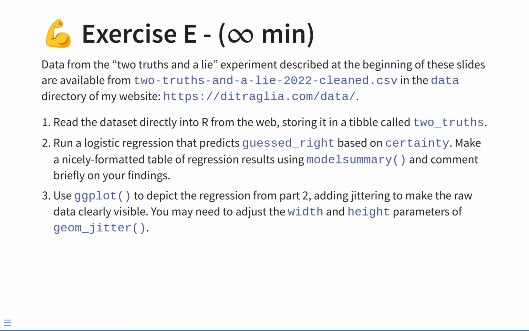So you may want to think about this example. And one of the questions that we might have is, how well did the class do in guessing the correct, which statement is the true statement and which one is the false statement? Were they more likely to be correct when they were certain? How much more likely?